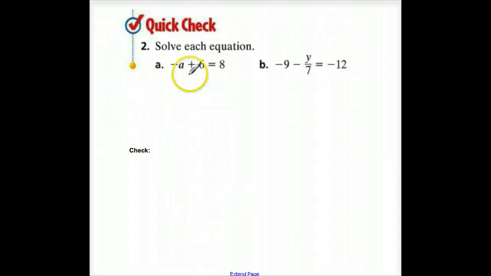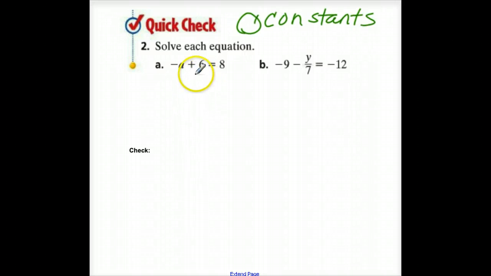I'll do one more example. -a plus 6 equals 8. First, get rid of constants. The constant in this problem is just the 6. Look at the sign in front. I see a positive sign. I'm going to subtract 6 from both sides.